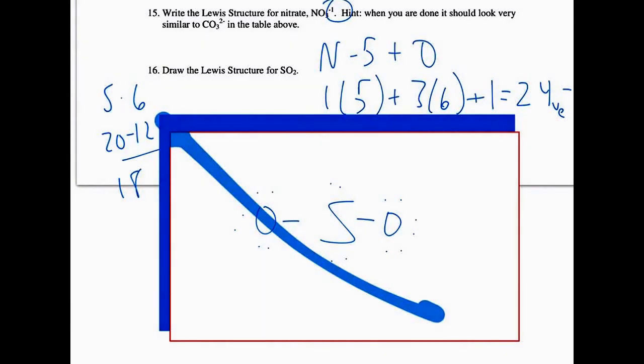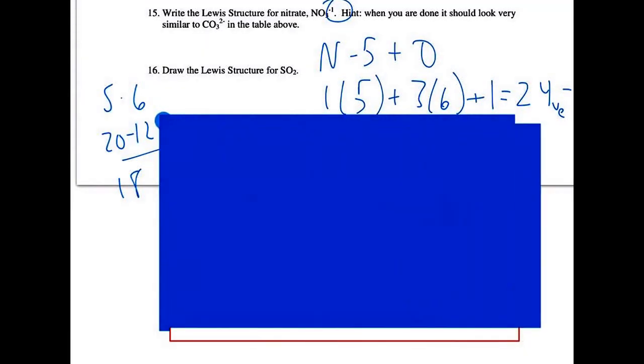Oops. Let's try it again. Here we go. S. This time we'll do a double bond to an O. Single bond. This one still needs 6 more. This one only needs 2 more, though, because we've got 2, 4, 6, and we just need 1 more to make 8. And this last one needs 4 more because we've got 2, 4, 6, 8. So now let's count up the number of electrons. 2, 4, 6, 8, 10, 12, 14, 16, 18. Looks good for SO2.